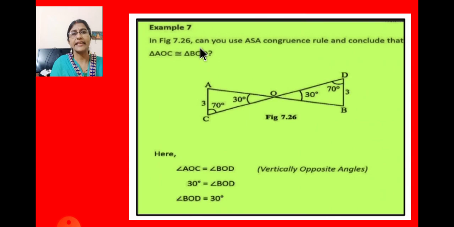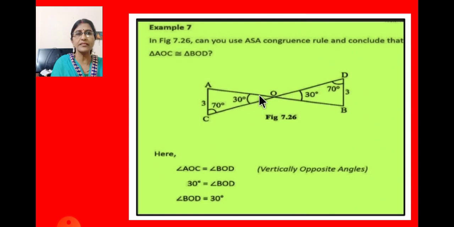Now next example number 7, in figure 7.26, can you use ASA congruence rule and conclude that triangle AOC is congruent to triangle BOD? Now here you can see this 30 degree is given. Angle AOC is given as 30 degrees.